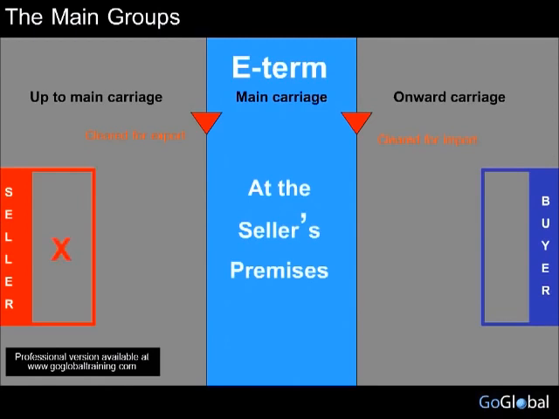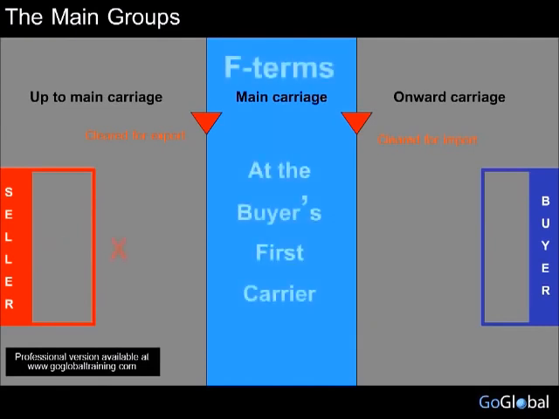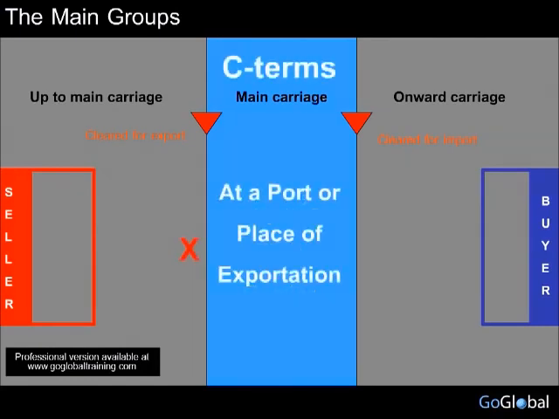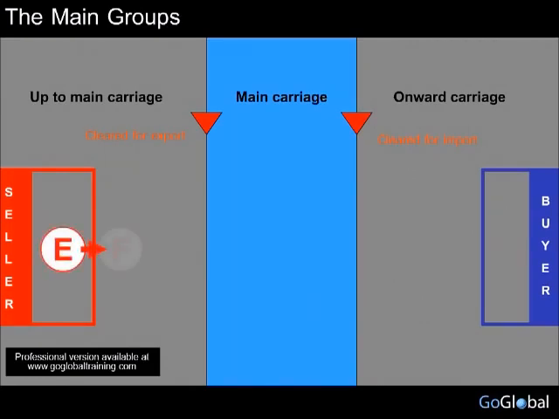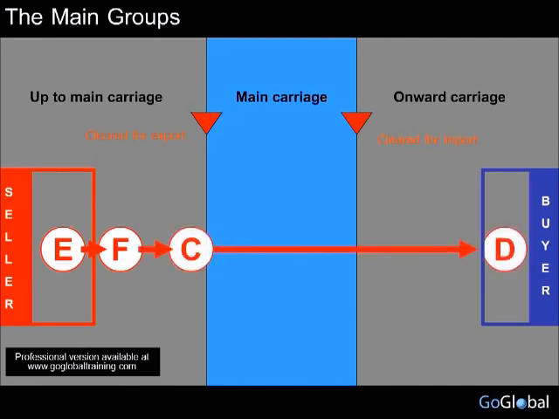There are F terms, where delivery is at the buyer's first carrier. C terms, where delivery is at the port or place in the seller's country, but the seller must also organise shipment of the goods to the destination point in the buyer's country. And finally, D terms, where delivery is at an agreed point in the buyer's country. The thing to remember is that as you move from E to F to C to D, the delivery point moves away from the seller towards the buyer. So a good first step to remembering incoterms is to memorise the sequence E, F, C and D, with each change of letter being a shift in the delivery point nearer to the buyer.